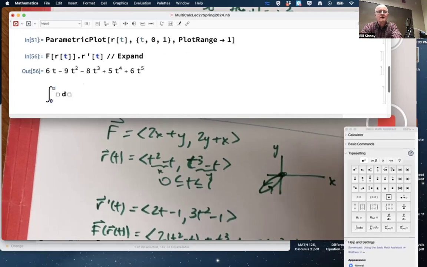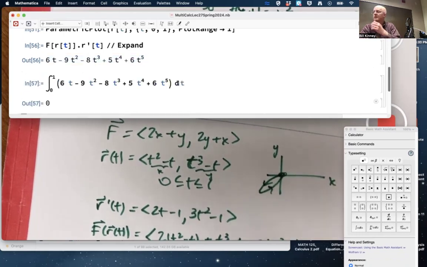Integrating by hand is not too bad, but let's just do it like this. 0. You had to. Again, this vector field has a potential function. It is a gradient of the function little f. It's conservative. Therefore, line integrals are independent of path. It only depends on the starting point and the ending point. The line integral around a closed curve like this is going to be 0, because the starting point and the ending point are the same.